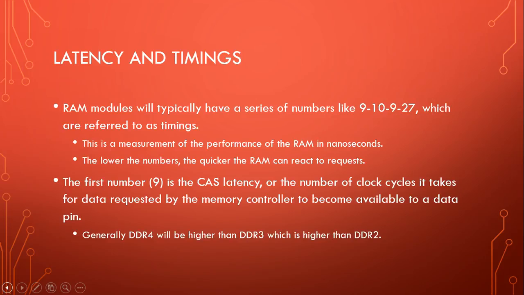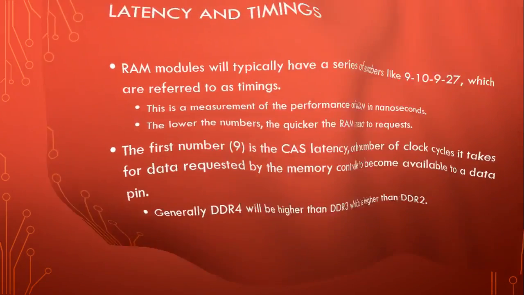Generally, DDR4 is going to be higher in CAS latency than DDR3, and DDR3 will be higher than DDR2. So actually, the newer RAMs are more prone to have higher latency, simply because of the speed and everything else that factors into it. There's a bunch of different things. We're just briefly touching on it, but just know that.